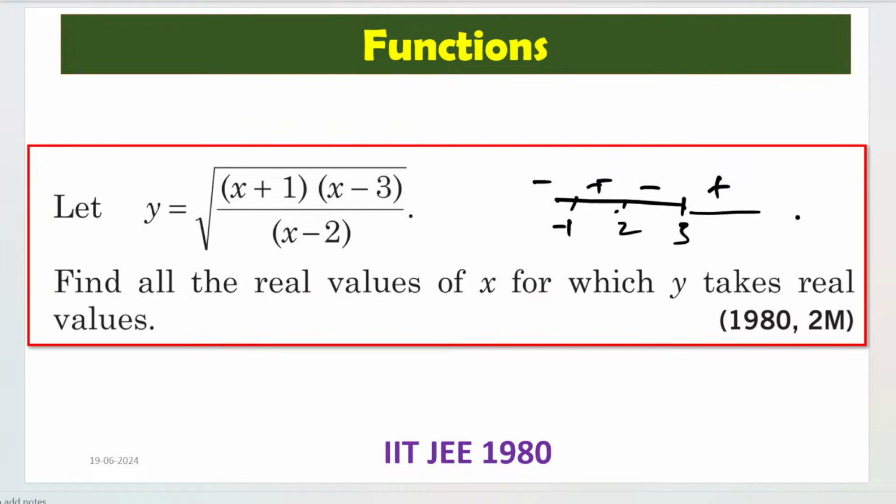That's it. Why are you doing so much? It is so straightforward: -1 to 2 and greater than 3. Unnecessarily don't do extra. This is a very, very basic question. Here we are asked about real values only, no? X real also, y also real.